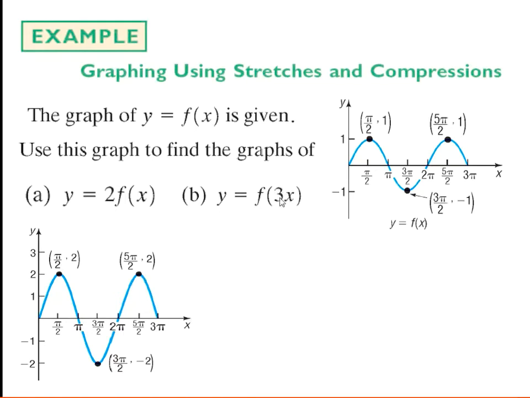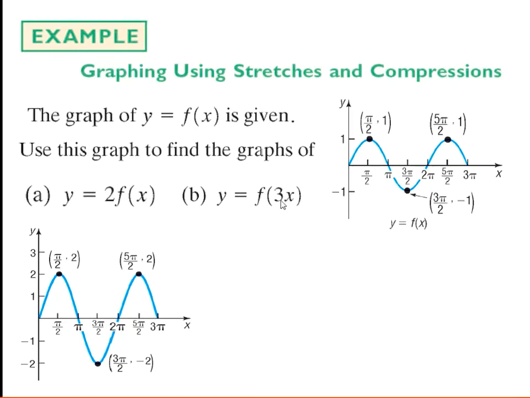Now for letter B, I'm multiplying inside the function by a number. I'm multiplying the x by a number. So this is a horizontal stretch or compression. And again, this is always backwards of what you think, right? Because I'm multiplying by a number bigger than 1, it's actually compressing the graph by a factor of 1/3.